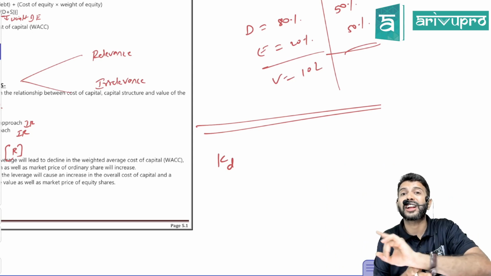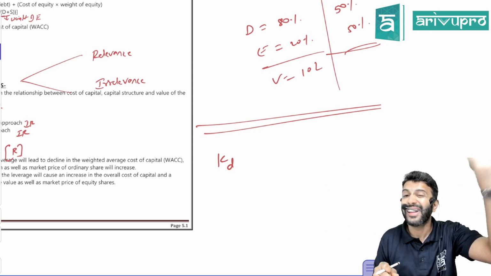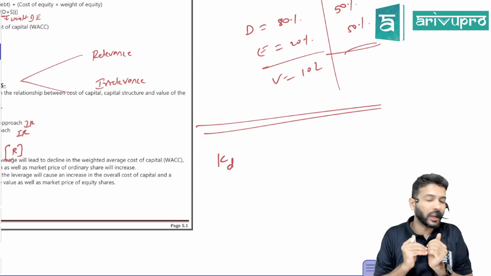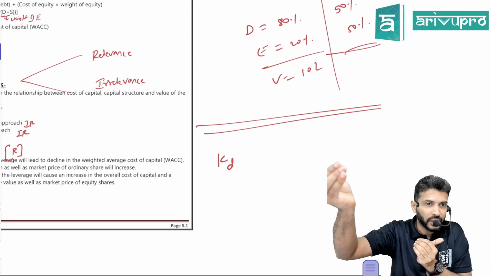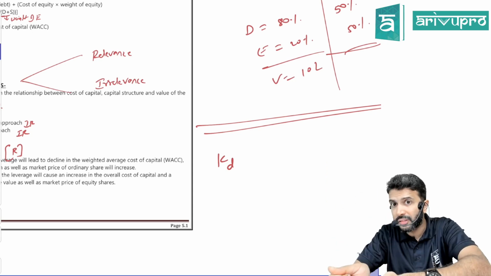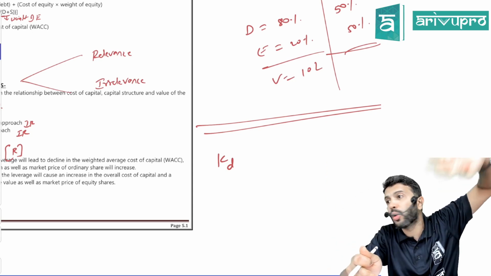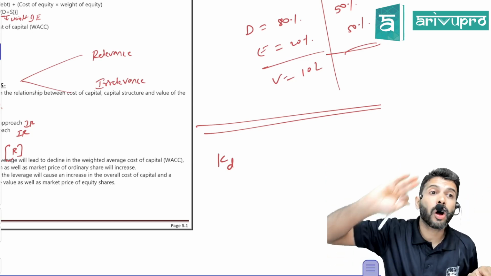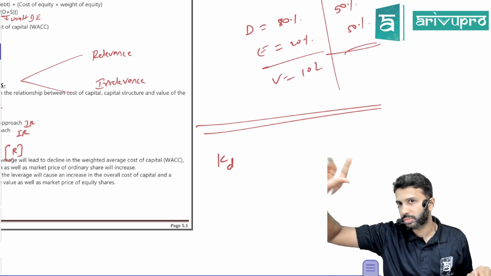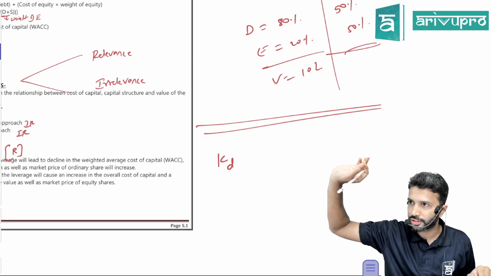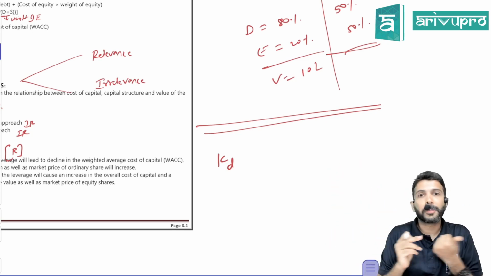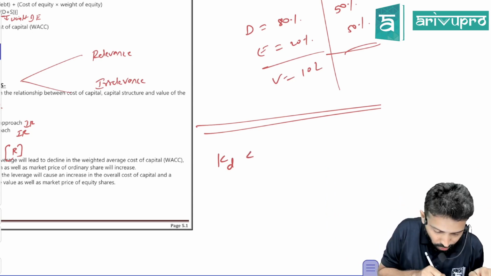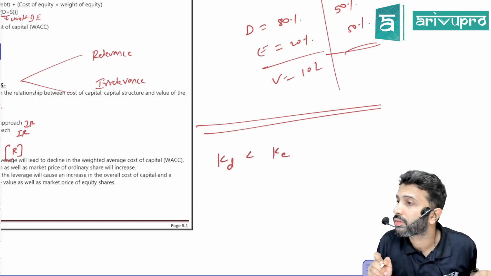Cost here does not mean the actual cost. Cost here refers to the expectations of the providers of finance. Equity shareholders expect a higher return. Even if you don't give them dividend, they expect the market price of the share to keep increasing. So their expectations will be a lot higher, which we discussed in chapter 1 also. So the statement is right: debt is cheaper than equity. That means cost of debt will be lesser than cost of equity.